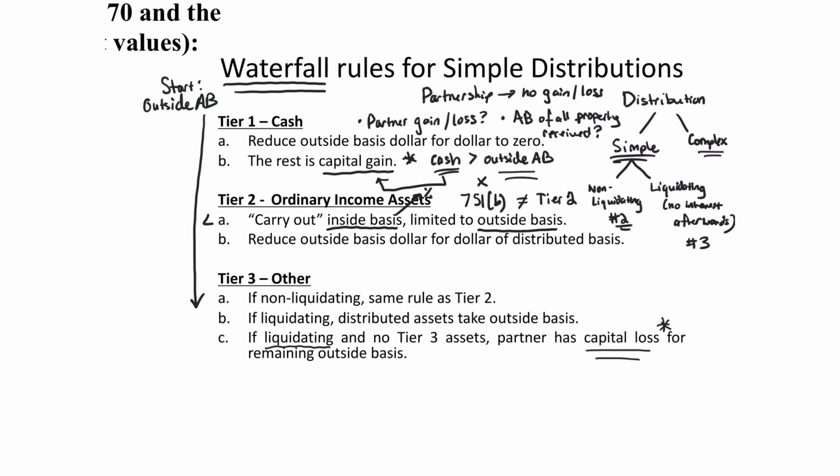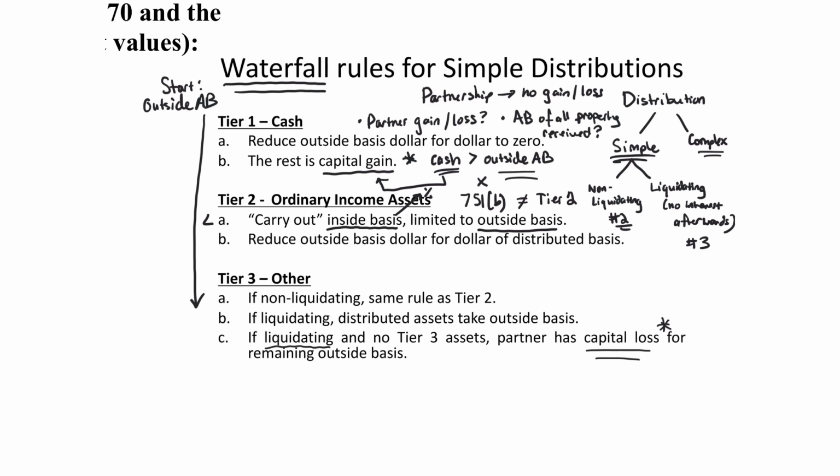Then we subtotal the tier 2, the outside basis after tier 2, and we go to tier 3. All property after tier 2 and tier 1 is considered tier 3. So we're talking about capital assets, section 1231 assets. So anything other than cash and ordinary income or ordinary loss assets to the partnership are considered other.